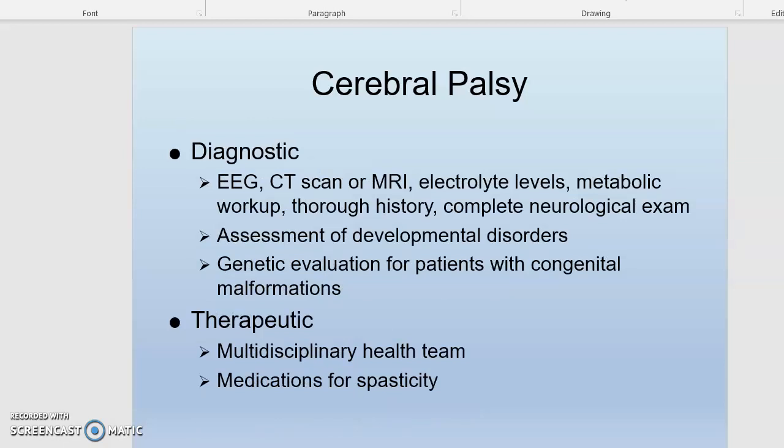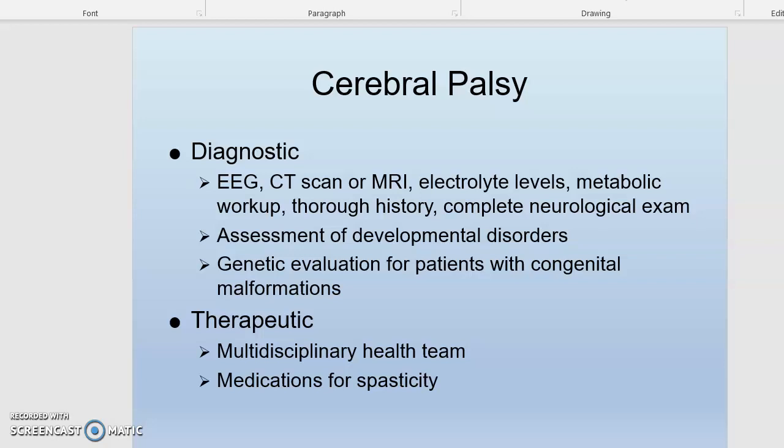For diagnostics, EEG, CT, MRI, electrolytes, looking at different labs, a thorough history, complete neurological exam, assessment of developmental disorders, and genetic evaluation for patients with congenital malformations. The goal of managing the child with CP is early recognition and intervention to maximize the child's abilities. Cerebral palsy often is not diagnosed before the child is 2.